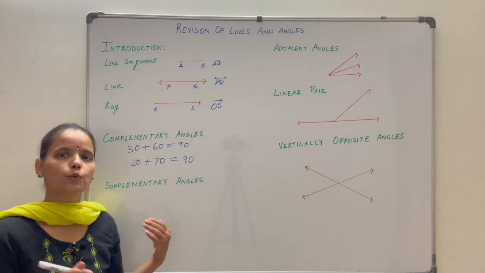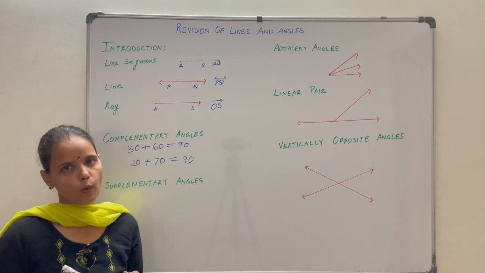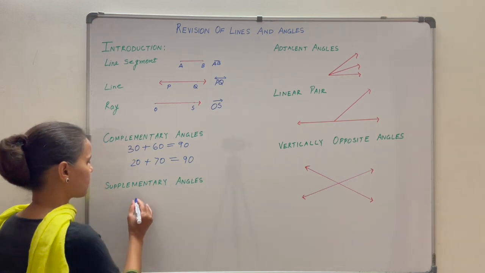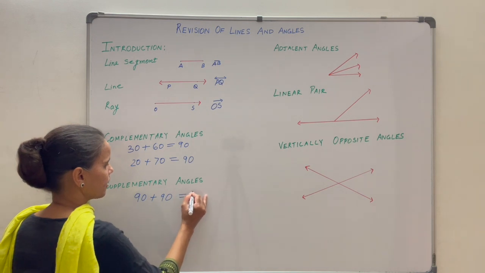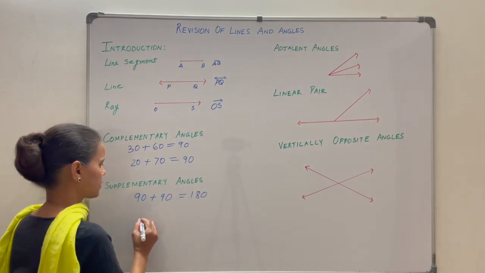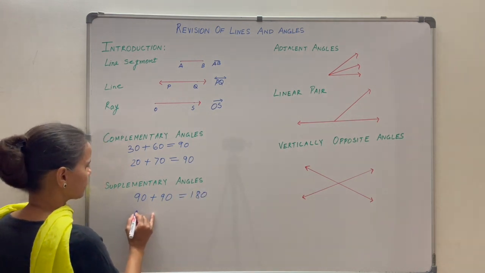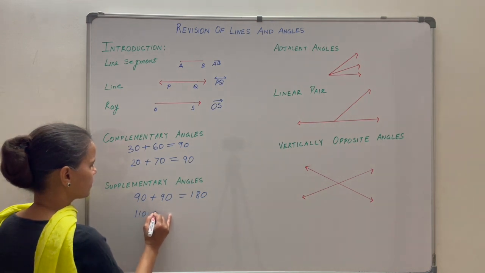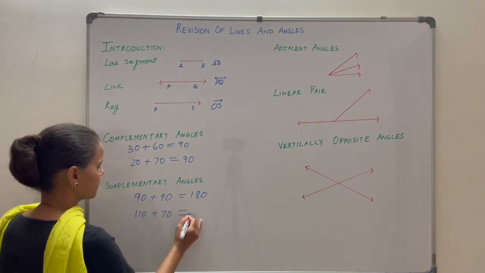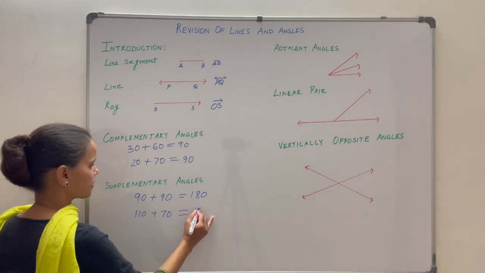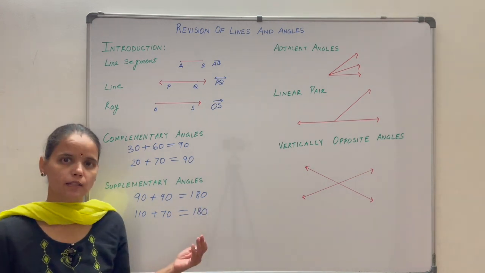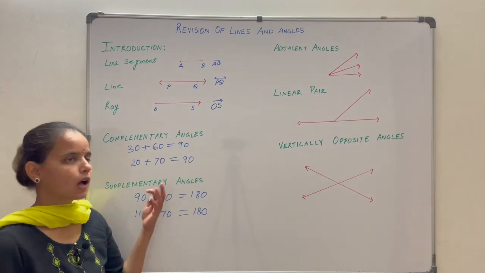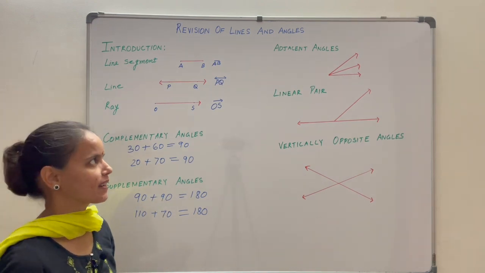Supplementary angles are angles whose summation is equal to 180 degrees. For example, 90 plus 90. They are supplementary angles. 110 plus 70. They are supplementary angles. Their summation is 180 degrees. So a pair of angles whose summation is 180 degrees are called supplementary angles.